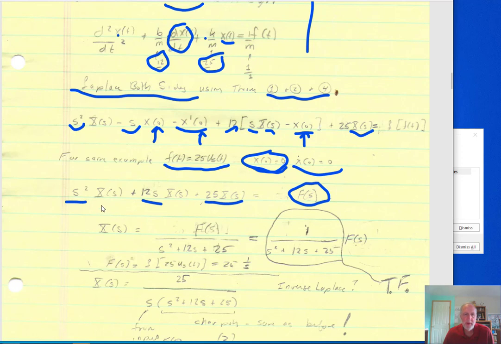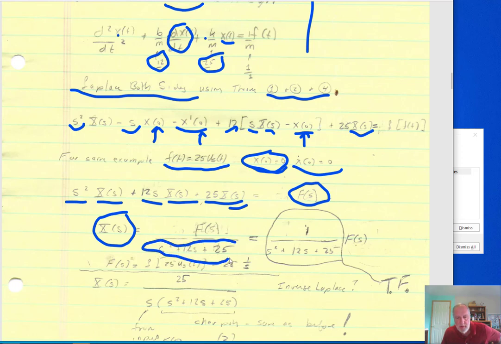All right, so this becomes an algebraic problem, so we simply factor out x and solve. So here's an x, here's an x, there's an x. Factor all those out, we get s squared plus 12s plus 25 times x factored out, divide through, so that goes down here in the denominator. And this is what I wanted to show you. We get the input, that is the force, times this thing, gives us the output response.